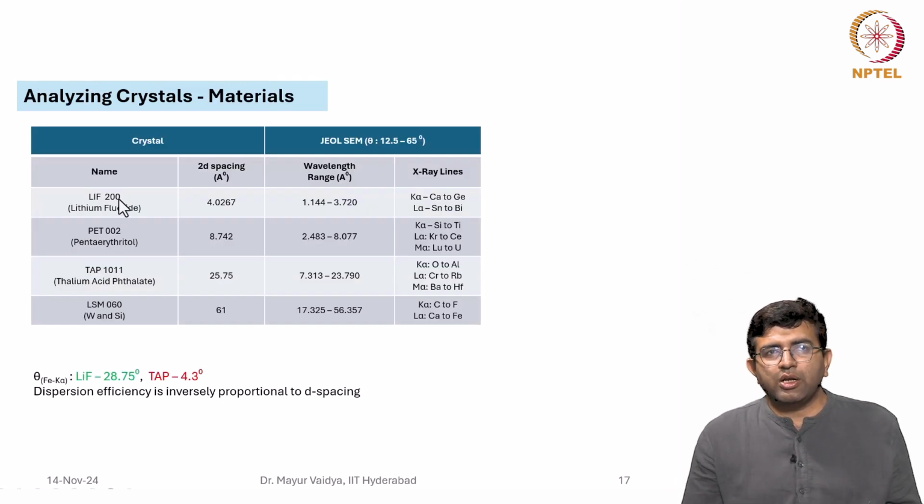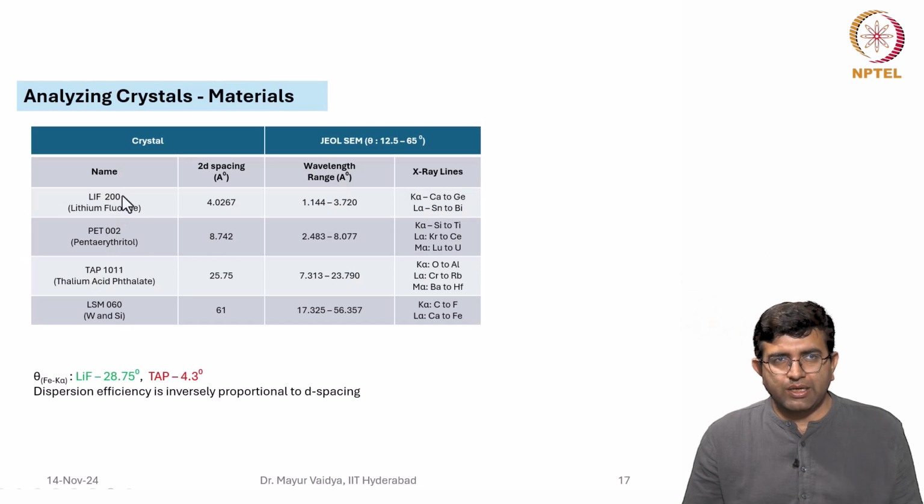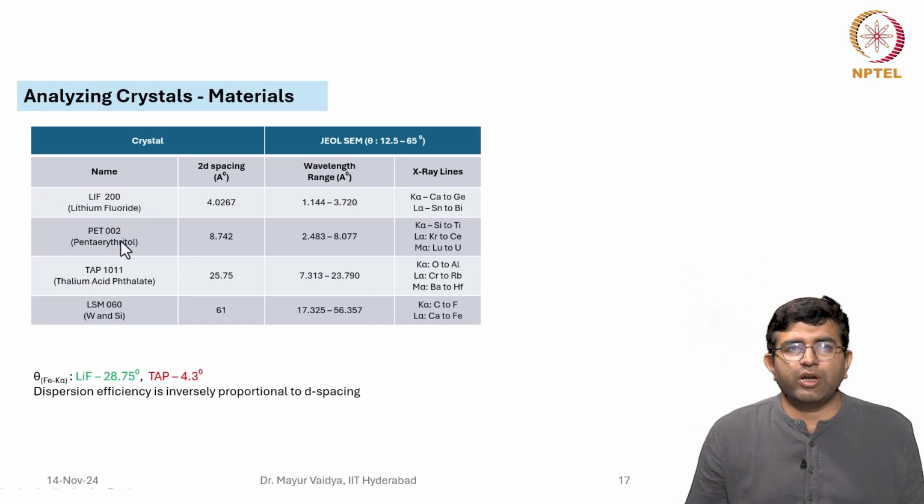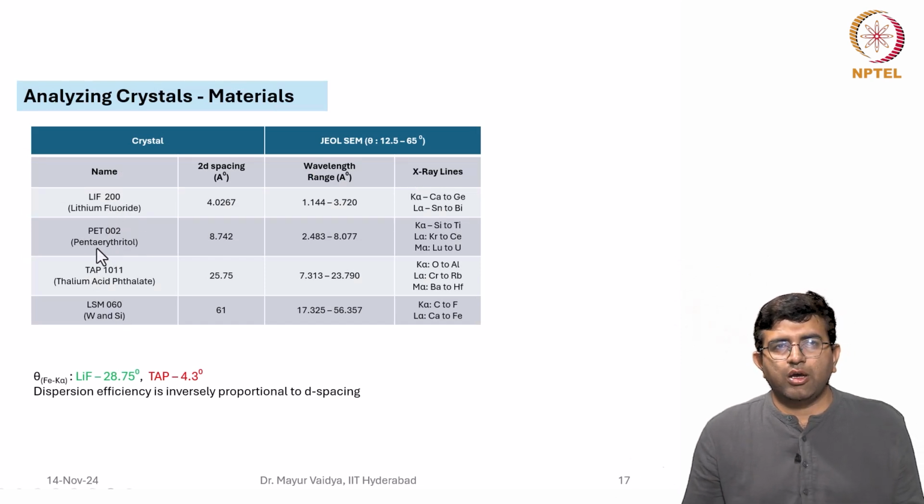So here are some examples of the analyzing crystals. Lithium fluoride, pentaerythritol, then you have TAP 1011, then LSM 060. Their 2D spacings are also mentioned here. The wavelength that can be detected is also given, and what are the X-ray lines which are most suitably detected using these several crystals.